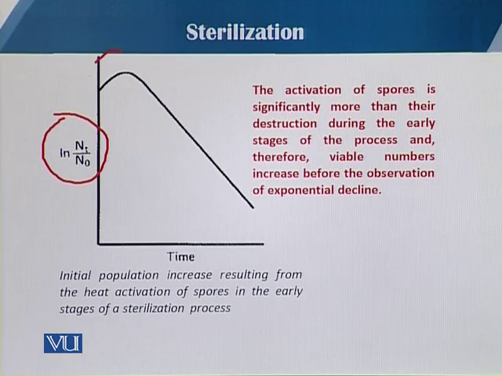You can see the trend here. First it goes upward, and then the graph goes down. What happened? The initial population increases as a result of the heat activation of the spores in the early stage of the sterilization. Because when there is more heat, the endospores burst and start germinating. That's why there is an increase of the survivors, because they are very heat resistant, and the heat is required just to activate the spores. So that's why we get this kind of graph.